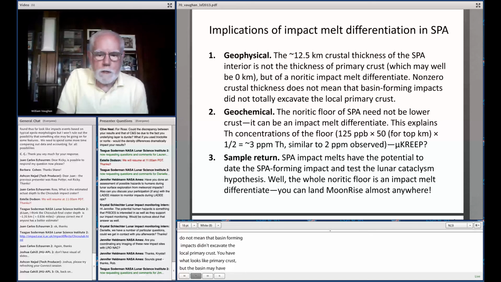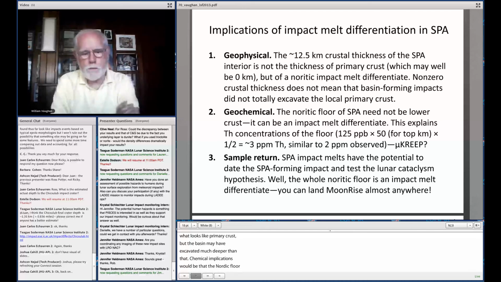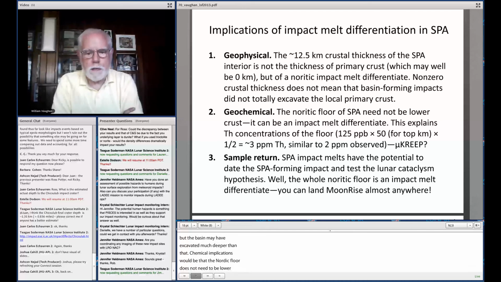Geochemical implications would be that the noritic floor does not need to be lower crust. It could be an impact melt differentiate, and this explains, of course, potentially the thorium concentrations on the floor as well.